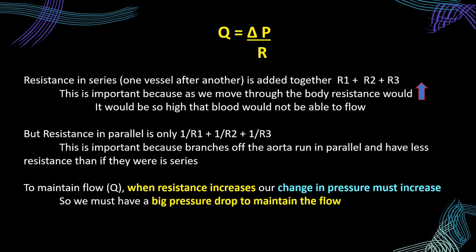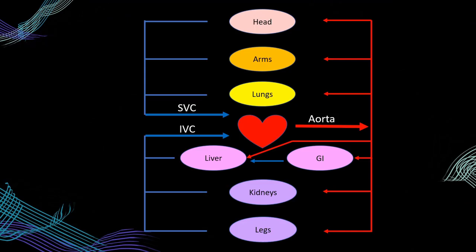As we mentioned before, to maintain the flow, when the resistance increases, our change in pressure has to increase too in order to maintain the flow. So we have to have a bigger pressure drop. This is just showing you a diagram talking about things being in parallel. When I have the aorta and everything starts branching off, they're branching off in parallel, so it would be 1 over R1, 1 over R2, 1 over R3, which prevents the resistance from building up too much.